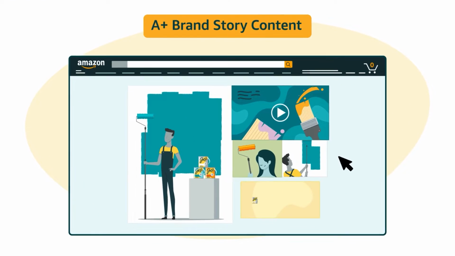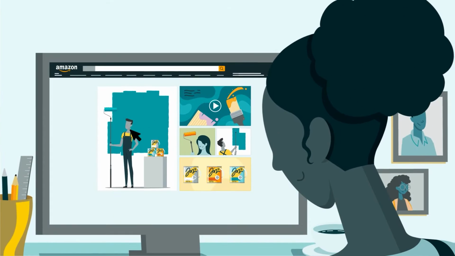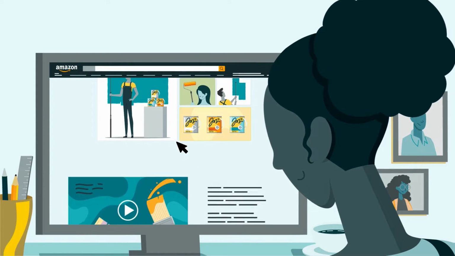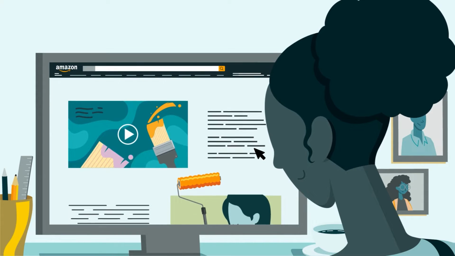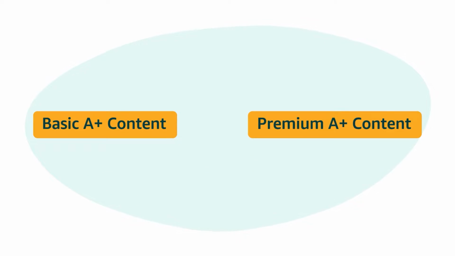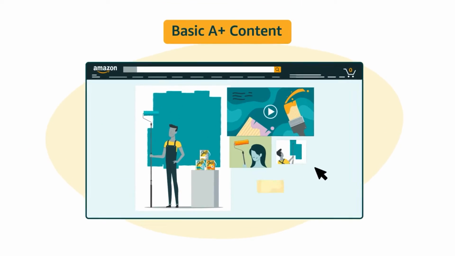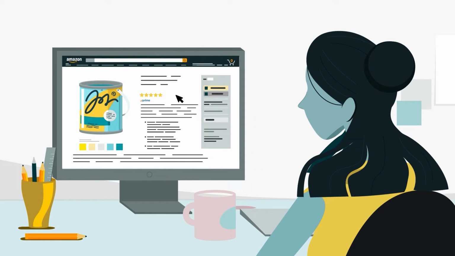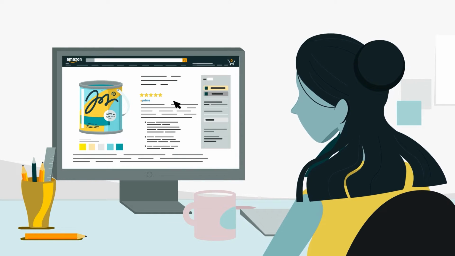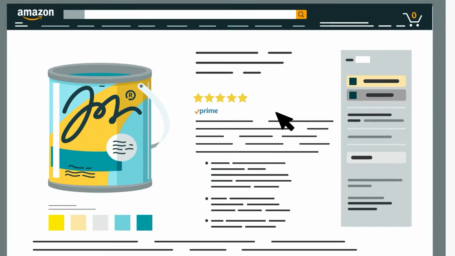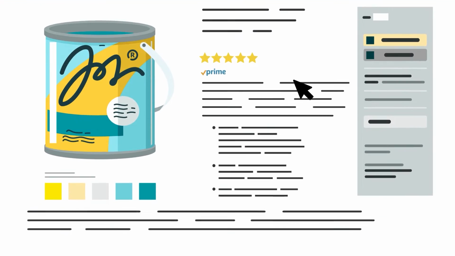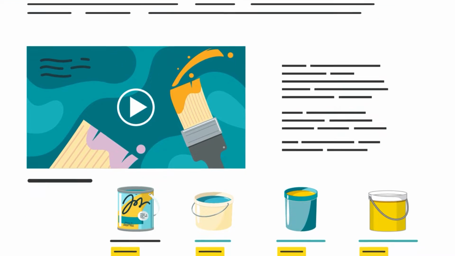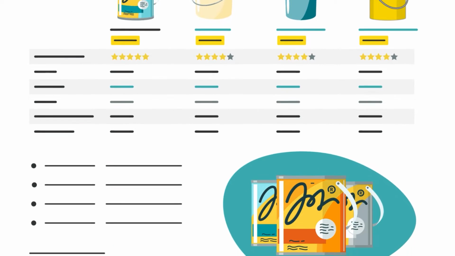You can use A-Plus brand story content to help your customers learn about your brand's history, values, and product lines. You have the choice of using it within a carousel experience and also with both basic or premium A-Plus content. Basic A-Plus content is what has been described in this video. Using basic A-Plus content, you can provide more details on the product detail page, including unique images and text layouts, product comparison charts, and bulleted and numbered feature lists.